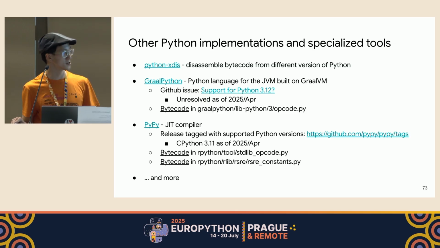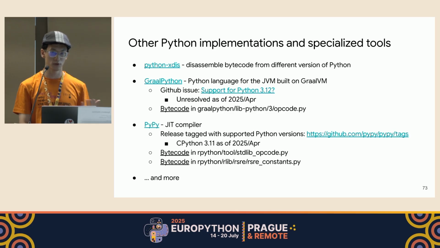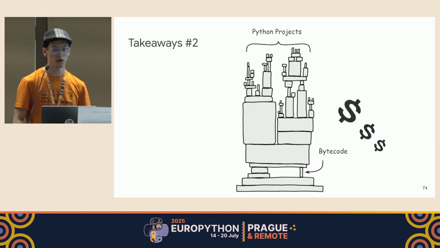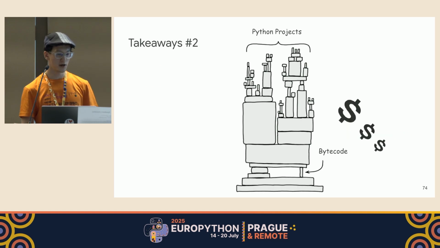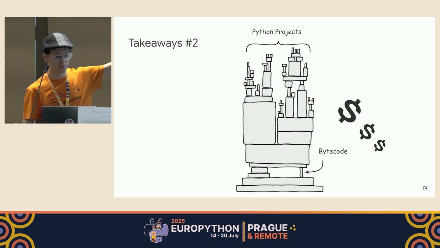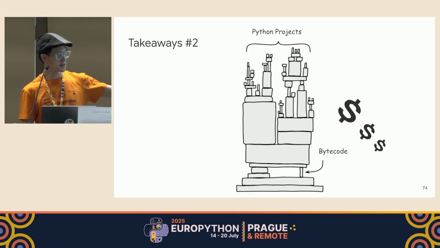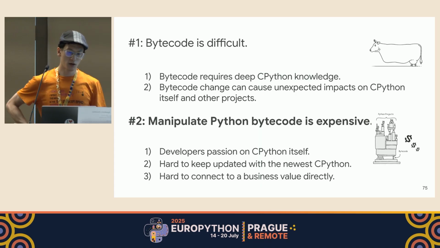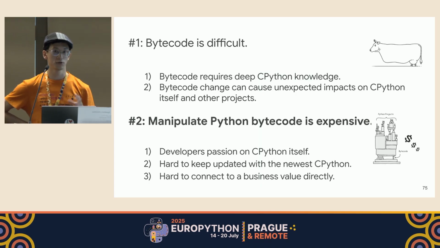And PyPy, not to mention, is just 3.11 at the time. So the support is very slow, because they need to follow it much more than other tools. So, second takeaway here, it's another meme I try to say. Bytecode is here, and the Python project is there. So modified, manipulated bytecode is very, very expensive. It requires developers' patience to see Python itself, and how to keep updated to the newest CPython version.